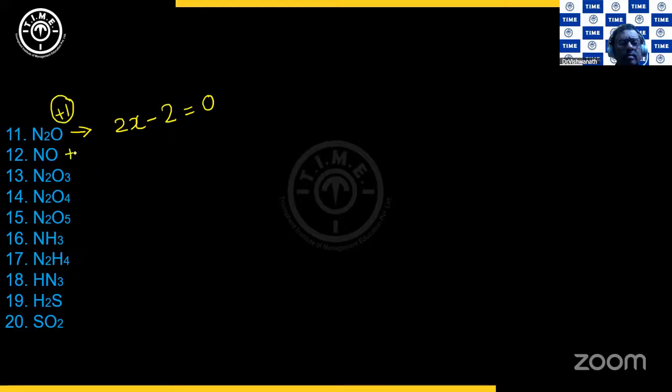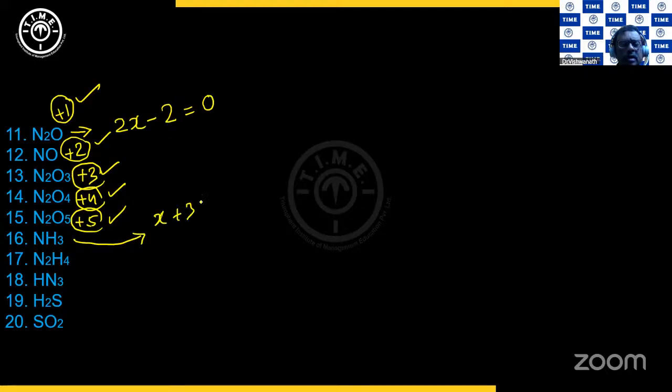Nitric oxide, +2. This is nitrogen sesquioxide, +3. This is dinitrogen tetroxide, +4. Dinitrogen pentoxide, +5. Right? See how a variety of oxidation states is given by nitrogen. Then NH3, ammonia. I'll do it for you here. So X + 3 into +1. Hydrogen is +1 here because hydrogen is not attached to a metal. So X is equal to -3. So this is -3 here.